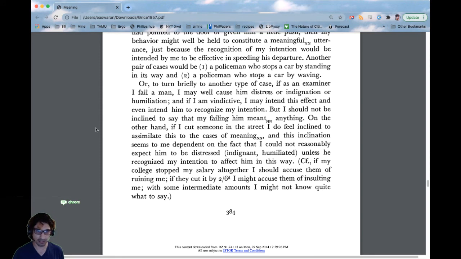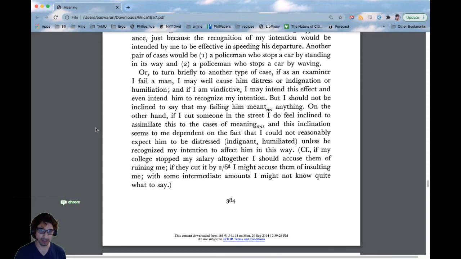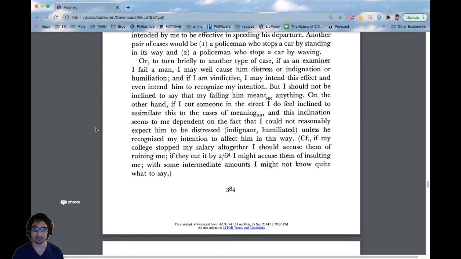On the other hand, if I cut someone in the street, I do feel inclined to assimilate this to the cases of meaning. And this inclination seems to me dependent on the fact that I could not reasonably expect him to be distressed unless he recognized my intention to affect him in this way. I don't exactly know what this British slang, cut someone in the street, means. I'm not sure what that means.